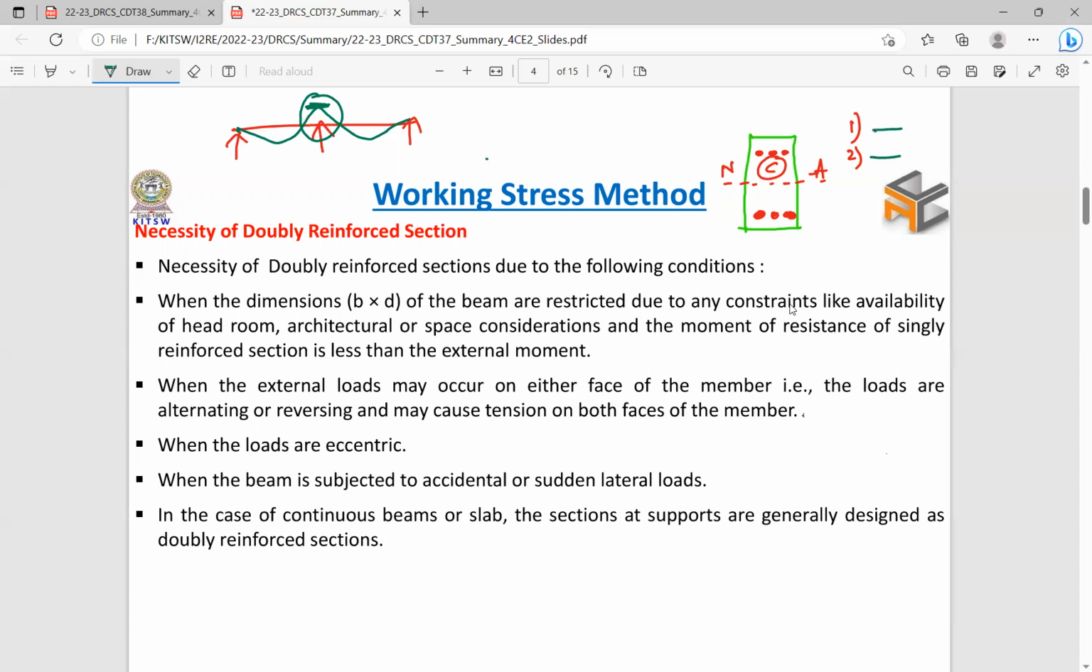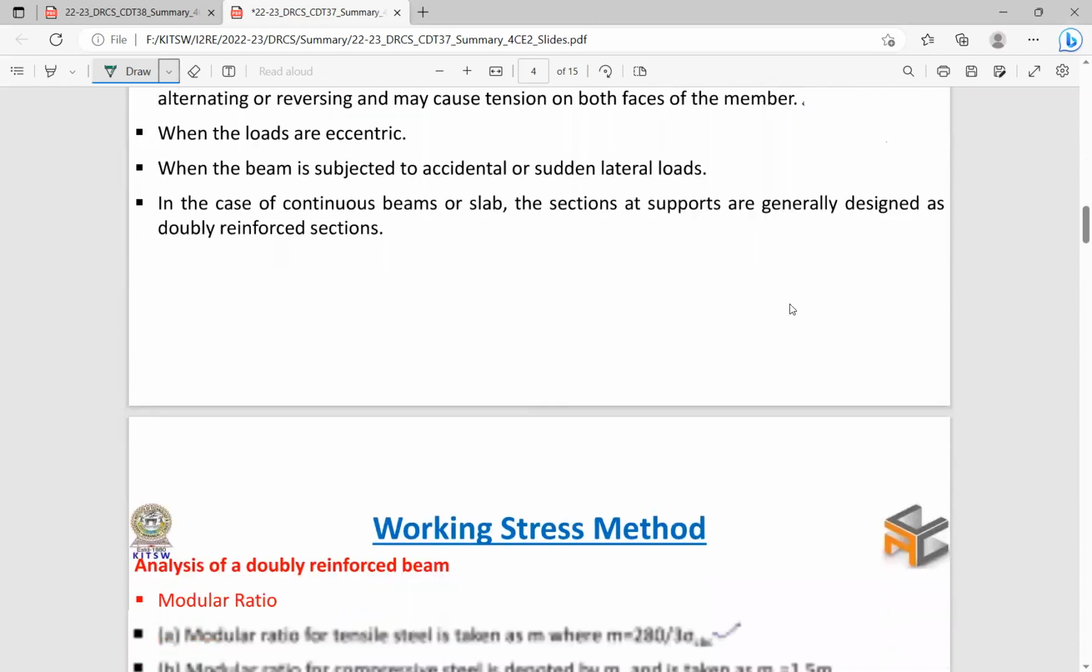The first situation is where the depth of the beam is restricted. When the depth of the beam is restricted, we have to go with a doubly reinforced beam. The third situation is where stress reversal may be possible due to accidental loads. What is meant by stress reversal? Stress reversal is nothing but compression converting to tension and tension converting to compression due to unexpected accidental loads. Because it is an accidental load, the bending moment may change from positive to negative and negative to positive. In that situation also, we may use a doubly reinforced beam. So these are the necessities of a doubly reinforced beam.